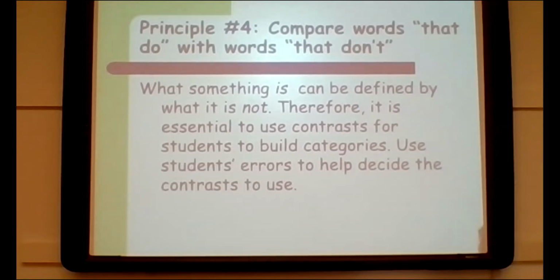They need to have something to contrast. So you don't contrast C and K because they have the same beginning sound. You have to contrast K with B or some other sound. So we want to compare words that do with words that don't.